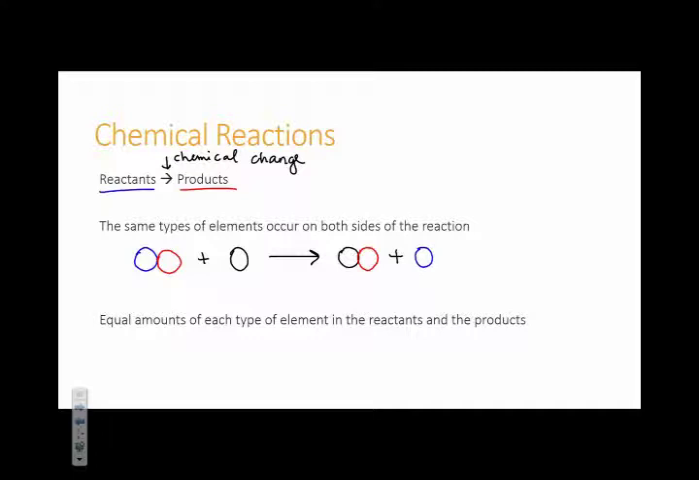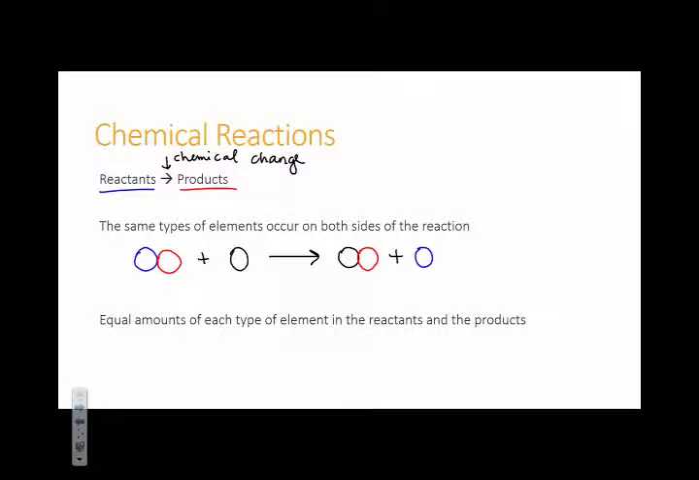Notice a purple element does not randomly jump into the product side. So every type of element that I started with shows up both in the reactants and in the products. They're not necessarily in the same combinations. This is the basic idea behind a chemical change, that you're breaking and making bonds. You're rearranging things, or else it wouldn't be a chemical change.